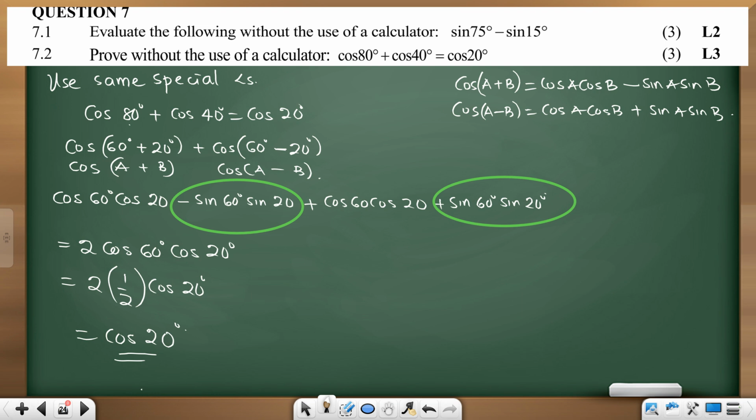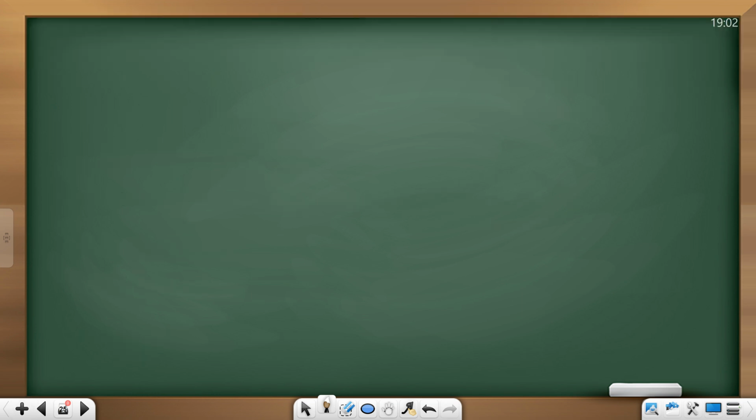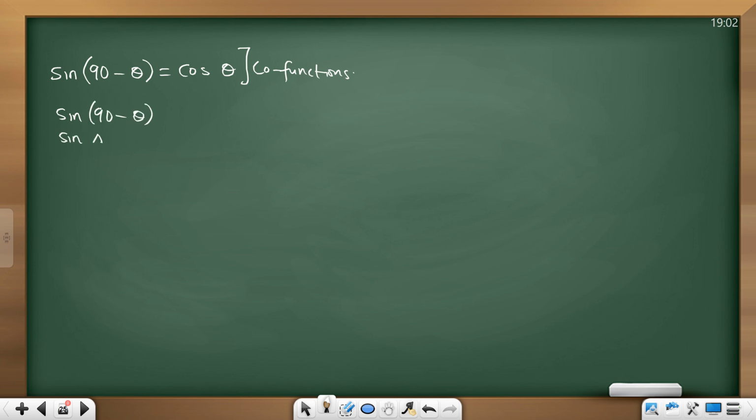Wait, guys, hold on. What did we say? I want us to check this beautiful thing. What did we say sine 90 minus theta is? It's what? Do we remember? This is called co-what? Okay. Can we prove that this is correct? How? Are you aware that this is the same as saying sine A minus B? What is sine A minus B?